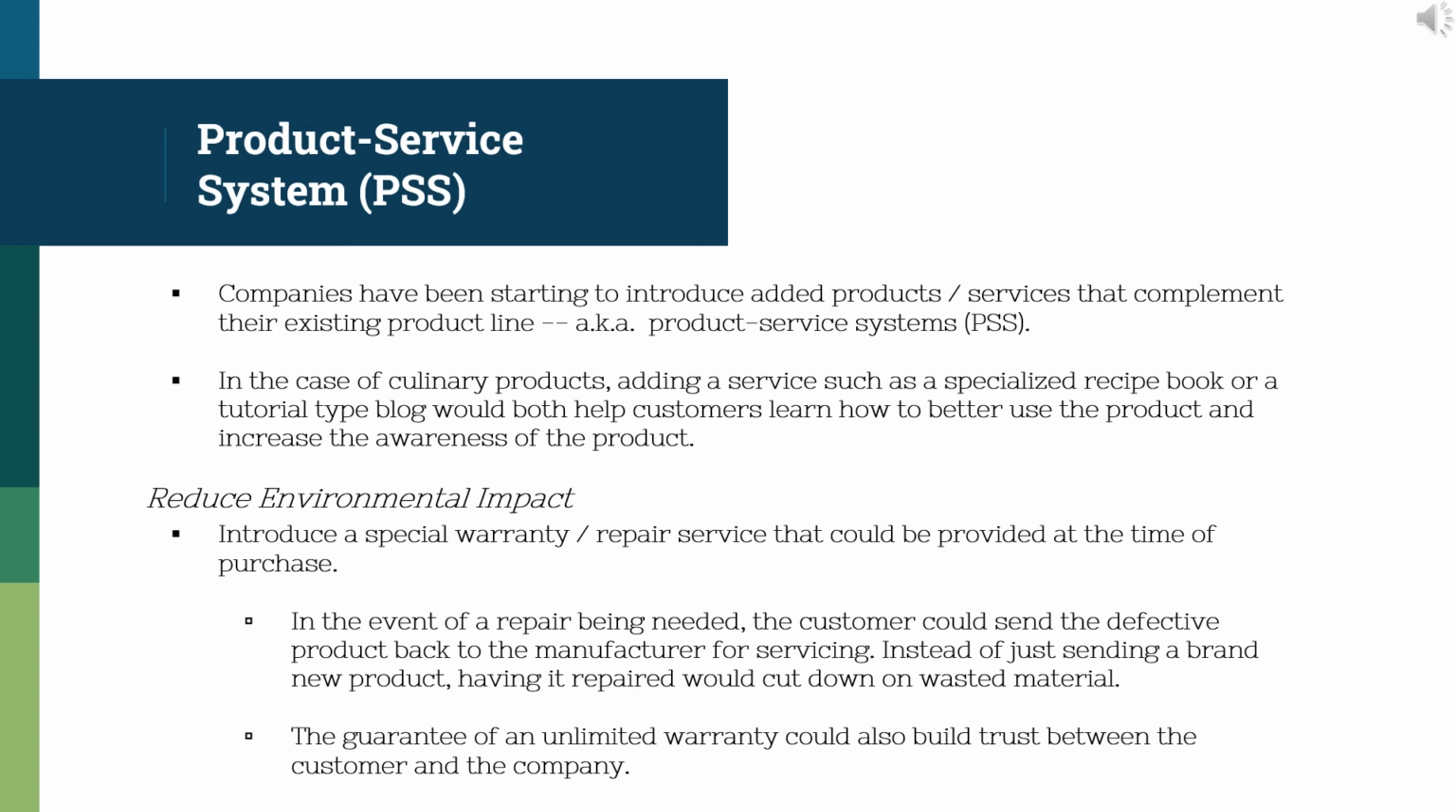There has also been a growing concern to reduce environmental impact. For example, we could introduce a special warranty service repair that could be provided at the time of purchase. In the event of a repair being needed, the customer could send that defective product back to the manufacturer for servicing. Instead of just sending a brand new product, having it repaired would cut down on wasted material. The guarantee of an unlimited warranty could also build trust between the customer and the company.